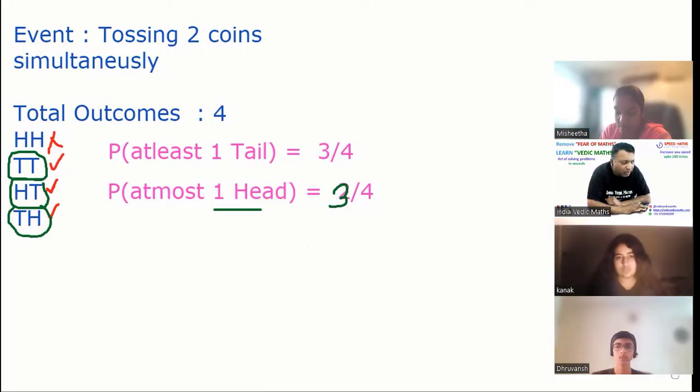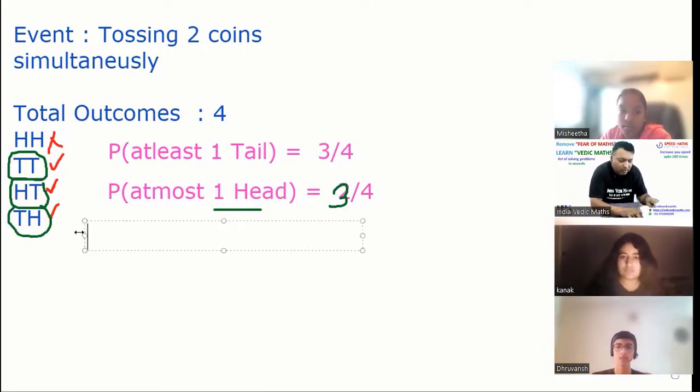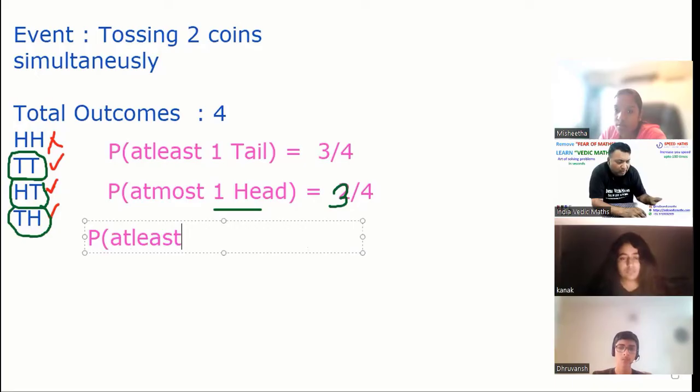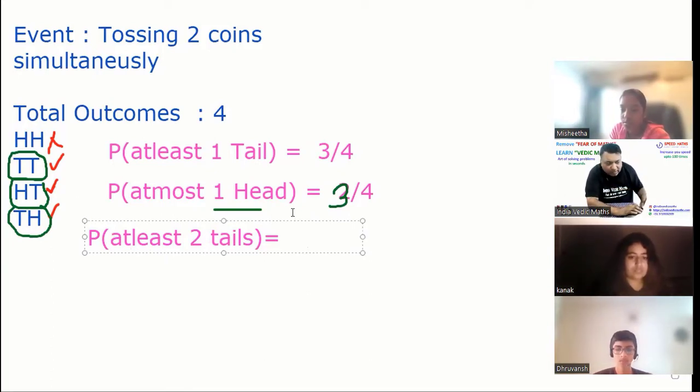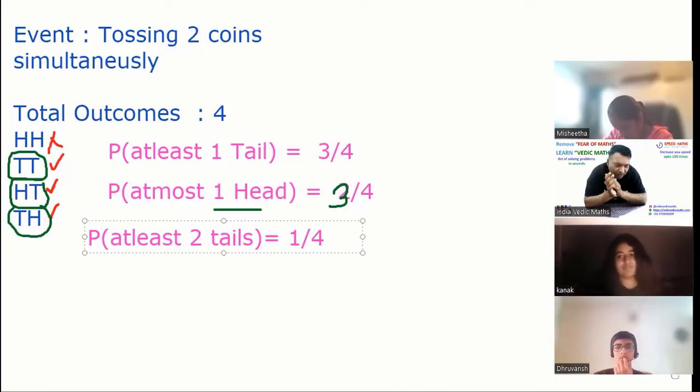What about this question, Kanak and everyone else? At least 2 tails. What is getting at least 2 tails? Yes. How, Kanak? Because there's only one with 2 tails. Which outcome is favorable? Tails and tails. T and T. Good. Very good, Priyanka, Kanak, Rohansh, all of you.